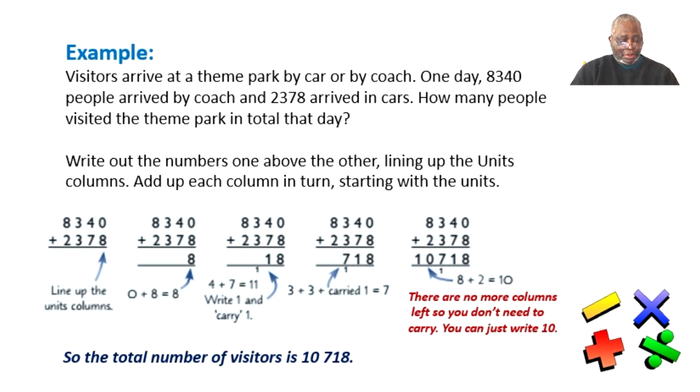You put your 8 down and step 2. And then 4 plus 7 is 11. You cannot write 11 yet, so you put 1 and you carry the 10 over to the other column. 3 plus 3 is 6, plus that 1 you carried over, making 7. And then 8 plus 2 is 10, because you didn't carry anything over to the 1,000 column, so that is your answer, which is the total number of visitors is 10,718.